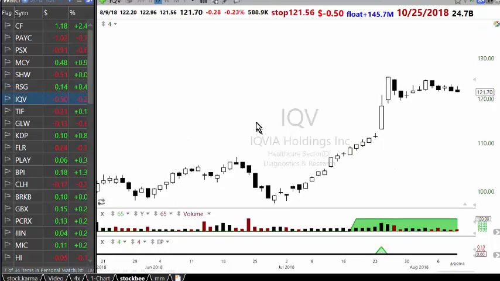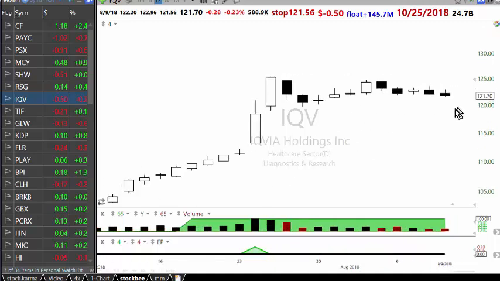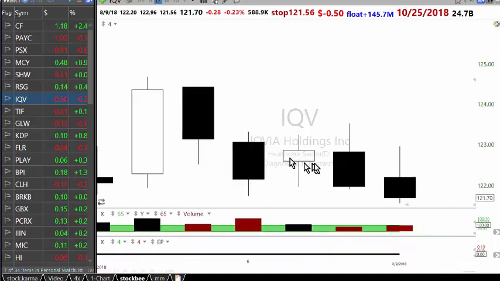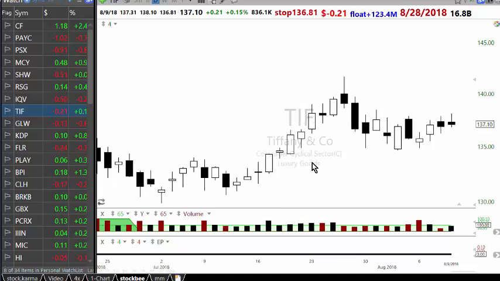That's the fine art. Trading anticipation is not a mechanical thing, it's a fine art, and the fine art is really about finding a setup where your stop is so close. IQV, yeah, it's really looking like a reversal, but it can work basically. I would like Tiffany again.